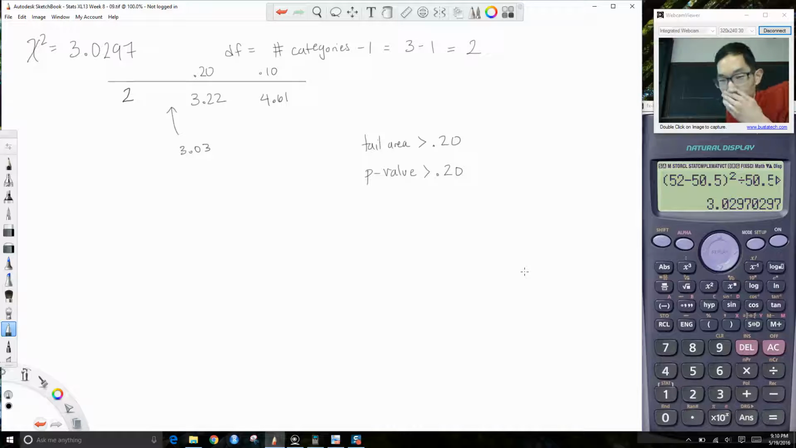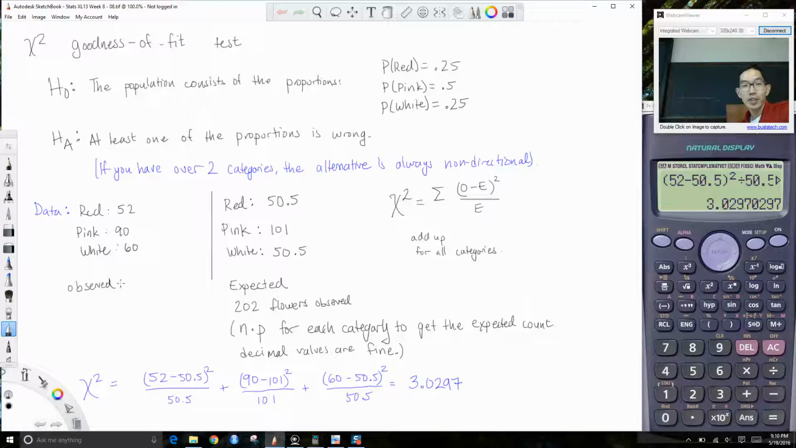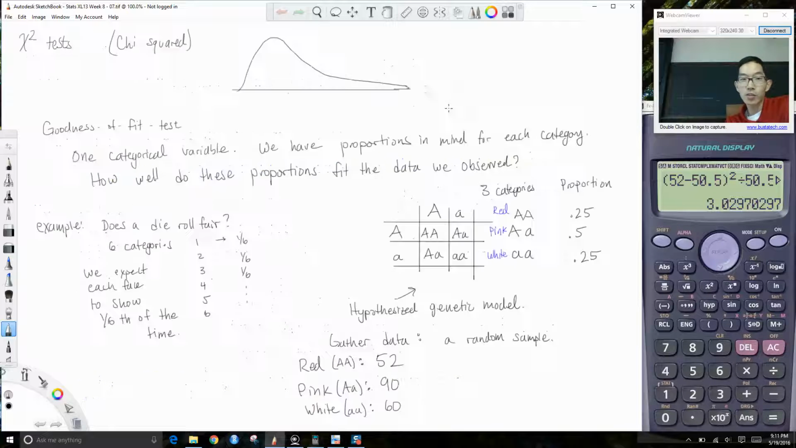All right, so what does this mean? So this means that I'm expecting 50.5 here. I only got 52, and I only observed 90 pink flowers and 60 white flowers, but that, as far as the data goes, is not an indication that my proposed proportions are wrong. The fact that this was what I observed is not evidence that the null hypothesis is wrong. It doesn't prove that the null hypothesis is true, but it is not evidence that it's wrong.